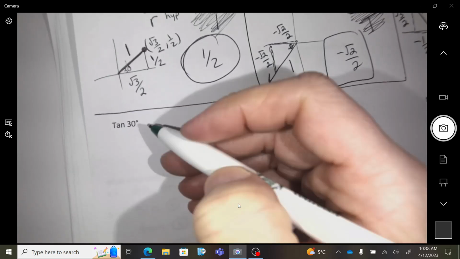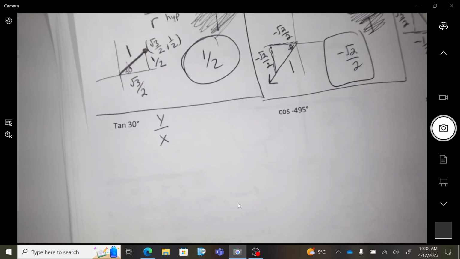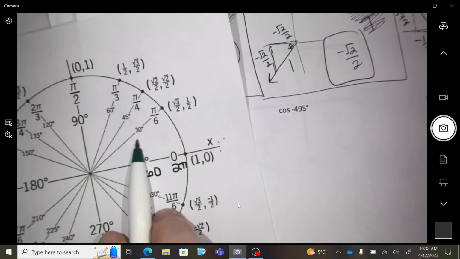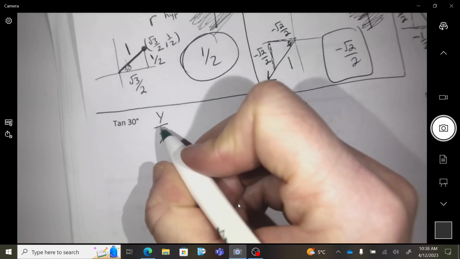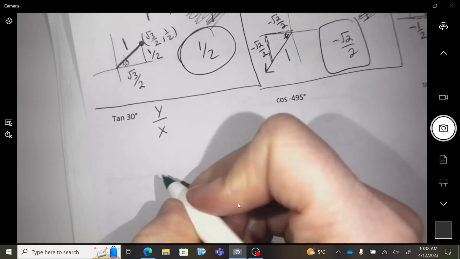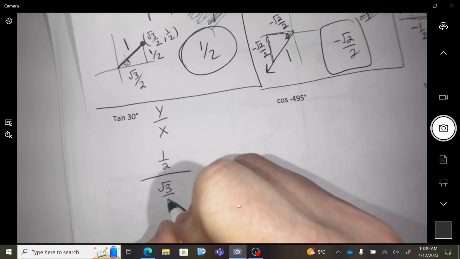Okay, I don't draw these triangles on this one. I just follow the formulas, so I'm going to show you a little bit of that way as well. So tan of 30 is y over x. Now, can you look at 30 degrees on your pink formula sheet? What is the y number? 1/2. What is the x number at 30 degrees? Root 3 over 2.